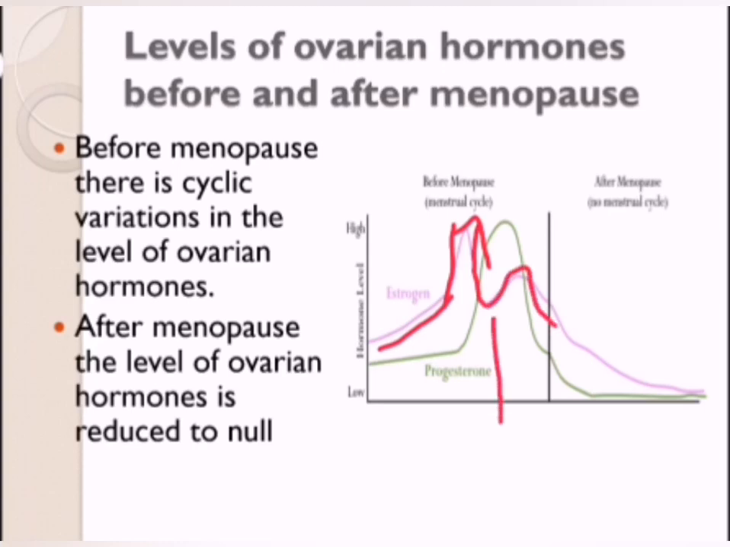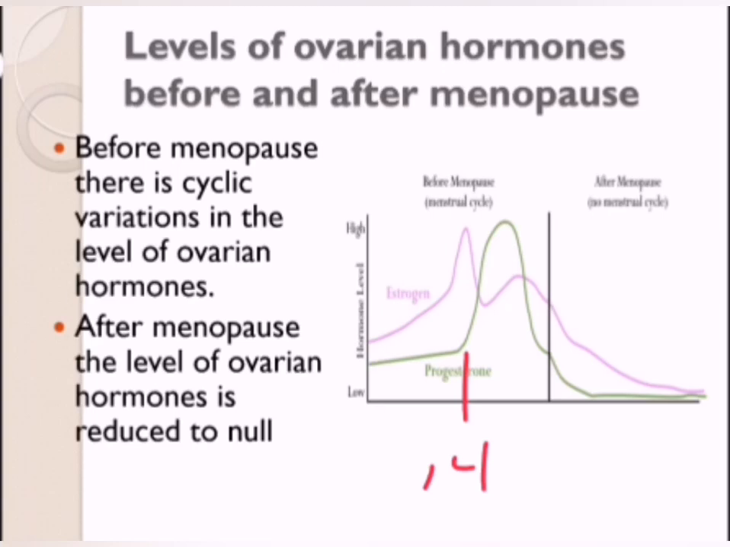So here is day 14. Whereas progesterone is only present after day 14 or in the post-ovulatory phase. So the amount of progesterone is nil or null in the pre-ovulatory phase. In the post-ovulatory phase, it's secreted in a high amount by the corpus luteum inside the ovary.